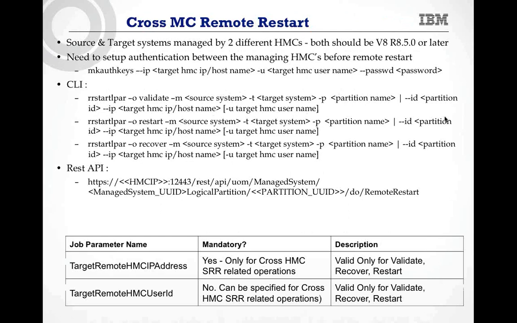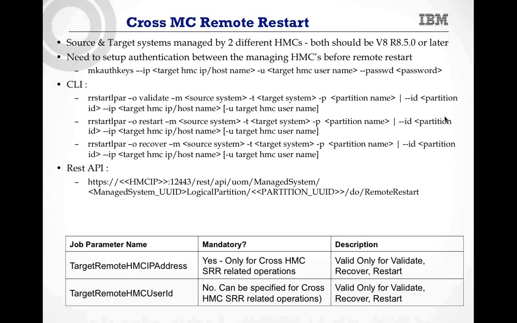So here are some command lines. I've already talked about this a little bit before. We have the new cross HMC. Both HMCs have to be 850. That's the first bullet up there. You have to have the normal make auth keys that you have for remote HMC for LPM. We use those same types of auth keys for remote HMC for Simplified Remote Restart, so that's business as usual.